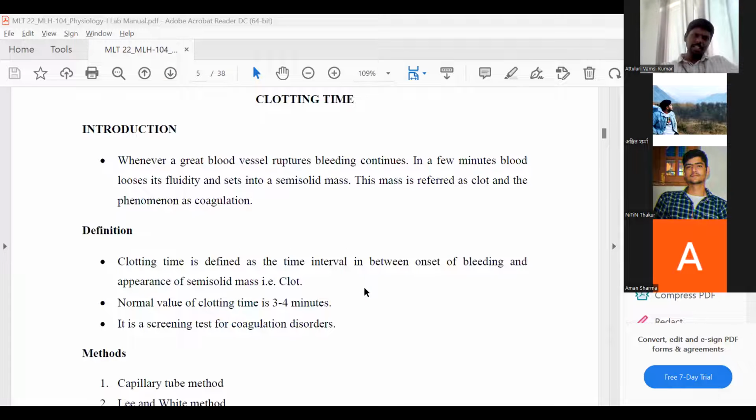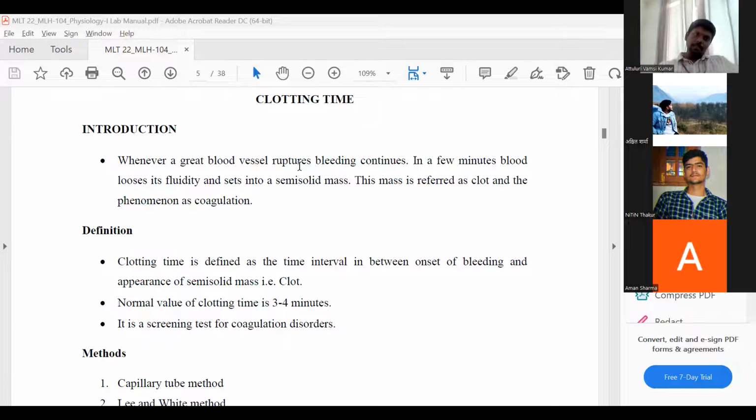Then coming to the clotting time, very simple. Clotting time is the time taken for the blood to convert from fluid state to the semi-solid state. Clotting happens because of conversion of fibrinogen to fibrin in the presence of 13 clotting factors. Whenever there is a deficiency of any clotting factor or fibrinogen, or some other chemicals are involved, it results in increased clotting time.